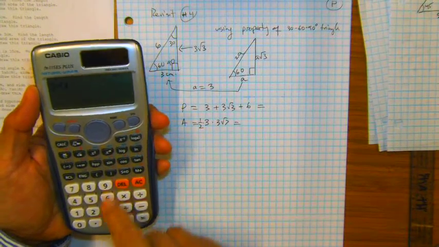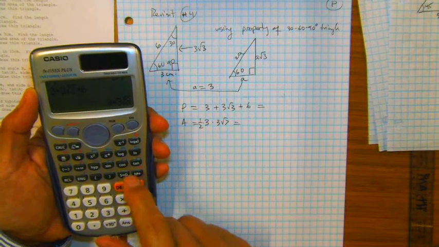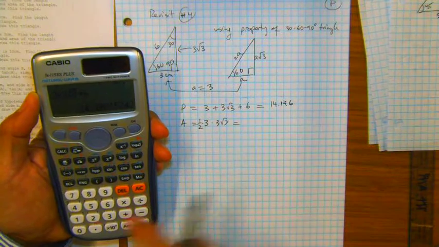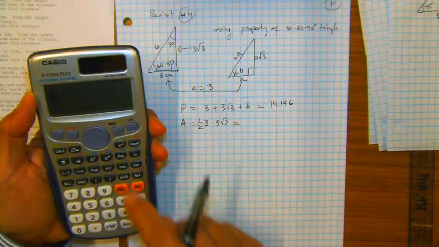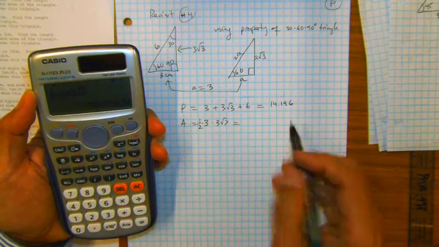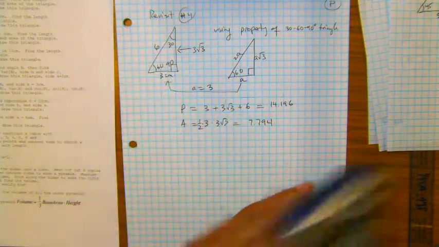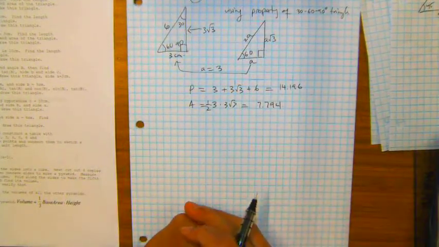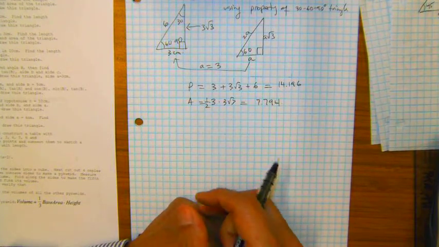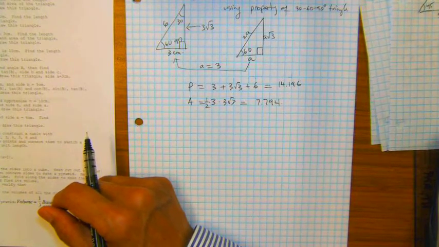3 plus 3 root 3 plus 6 is 14.196. And the other one is 1 divided by 2 times 3 root 3, which is 7.794. Okay, so that's how you do number 4 using algebra. Any question on that one?